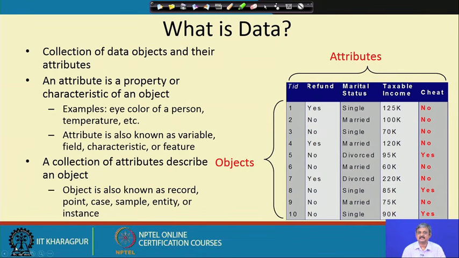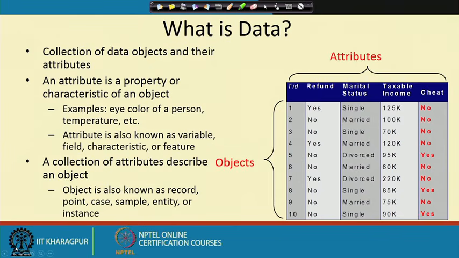So, examples may be the eye color of the person, maybe some temperature of some quantity. So, these attributes have other names also. They are also sometimes known as variables, they are also sometimes known as features, they are also sometimes known as inputs. Okay. So, these are the variables or attributes, and each of the rows are these attribute values for a particular object, and they are known as either records or samples or instances or cases or entities. Each of these names are popular depending on the application.